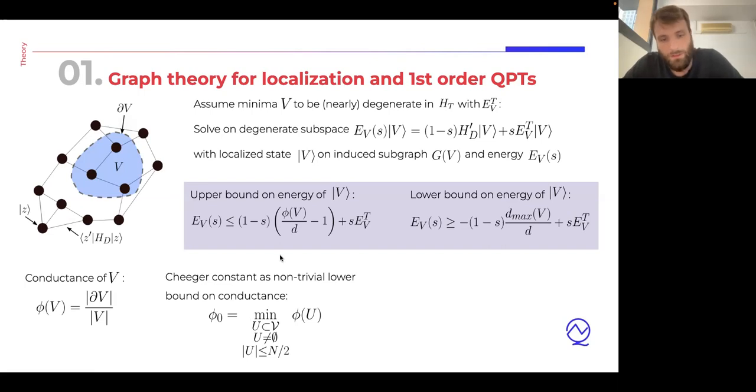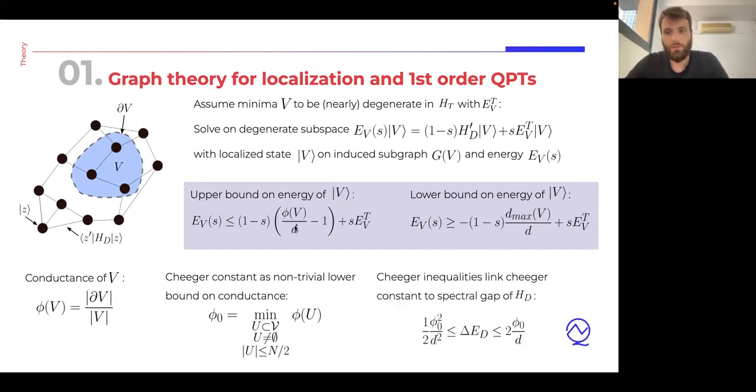And this minimal conductance is called the Cheeger constant. This is sometimes also called the conductance of the graph, and not of the subset. It's basically a property of the graph. The Cheeger constant comes with two inequalities called the Cheeger inequalities. These allow us to make a connection between the Cheeger constant and the spectral gap of the graph, which in our case, after tweaking the expressions a little bit, gives a connection between the Cheeger constant and the spectral gap of the driver Hamiltonian.